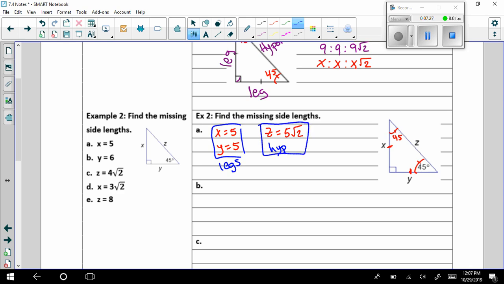All right, so with b, same thing. We have y equals 6. This is a leg. So it's equal to the other leg, which is x. So x is also 6. And z is your hypotenuse.